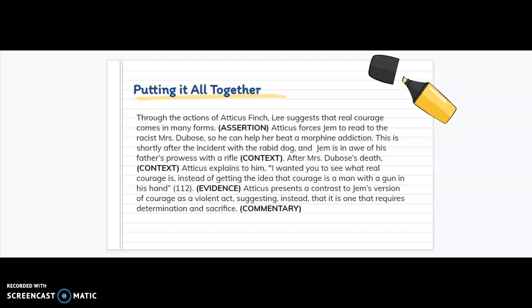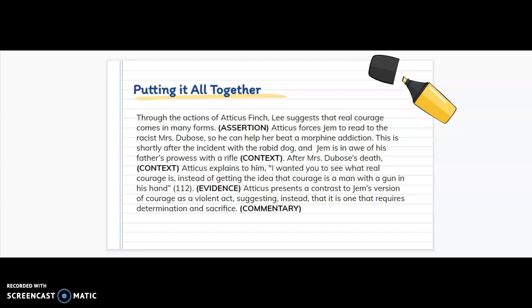Then they give context. Atticus forces Jem to read to the racist Mrs. Dubose so he can help her beat a morphine addiction. This is shortly after the incident with the rabid dog, and Jem is in awe of his father's prowess with a rifle. So that's that context. Notice that that is all summary. It's not anything that could be argued, but it's necessary to orient the reader into the story. Then a little bit more context in the introduction to the evidence.